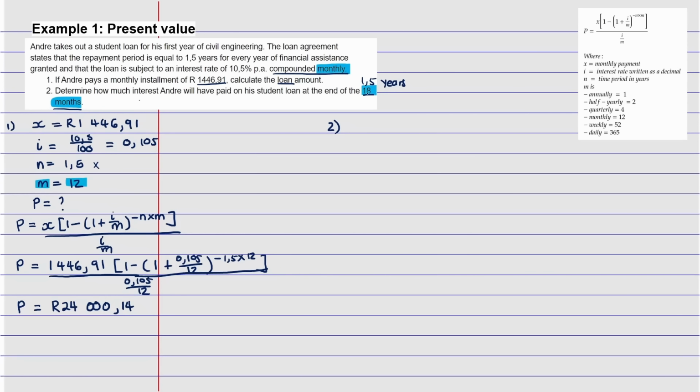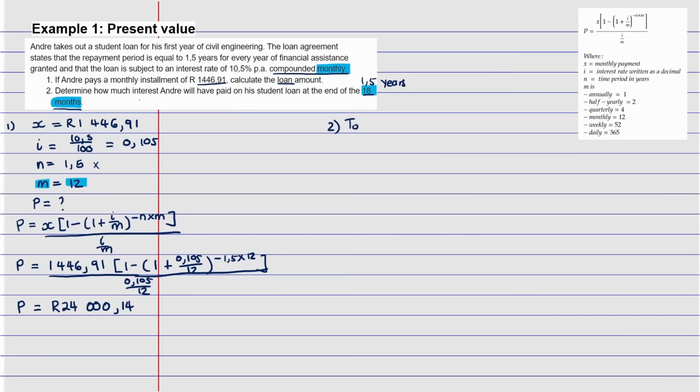So always confirm: is 18 months and 1.5 years the same thing? Since it's the same thing, we need to calculate the interest. First, before calculating the interest, we need to calculate how much monthly installment was paid, so the total amount that was repaid without the interest.